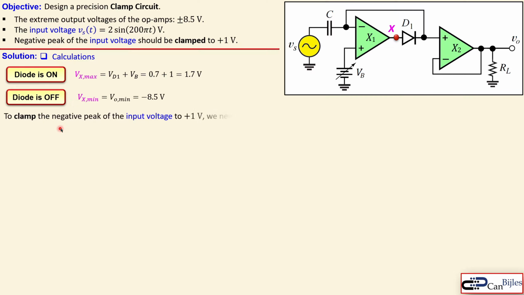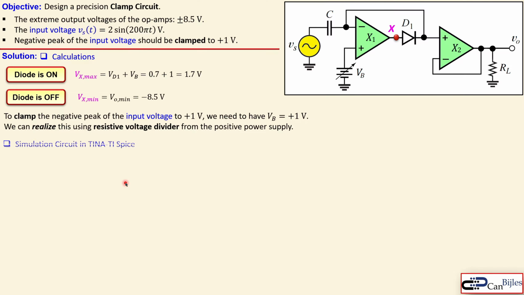To clamp the negative peak of our input voltage to 1 volt, we need a bias of 1 volt, as discussed before. We can realize this using a resistive voltage divider circuit from the positive power supply we have for these two op-amps, because we need to power up these op-amps, so we can use that also. It is not really handy to get an additional battery or additional voltage supply here, so that can be done using a simple voltage divider circuit.